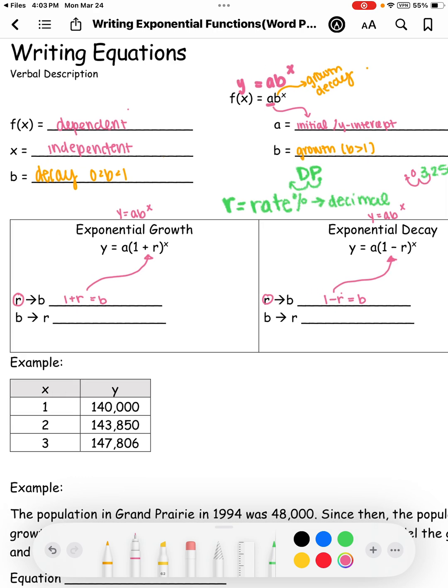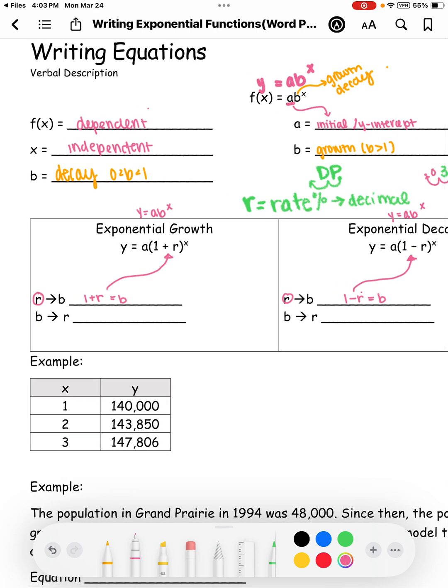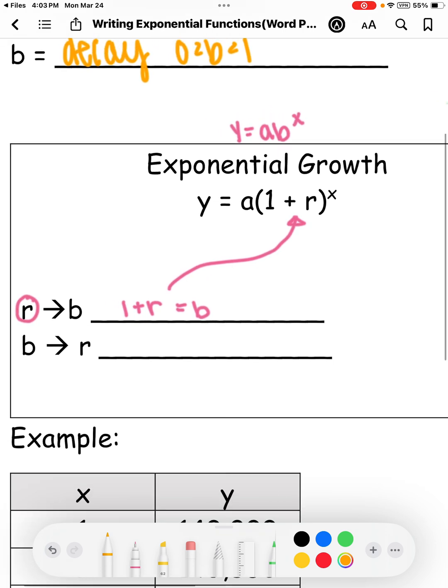And then here is the opposite. If I'm given the b value, but I want the percent, I want the R, how do I solve for R using this equation? Well, I would subtract 1, right? So to get the R value, I would just do b minus 1. I'll show you an example so you can understand. That would give me a decimal, and I would have to go from decimal to percent, so I have to move the decimal 2 places to the right.